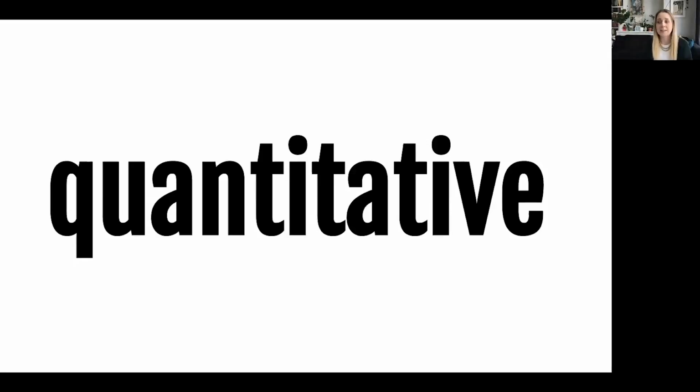Quantitative data is the second type. And when we think of quantity, we think numbers or measurable information. So quantitative includes numerical data that can be represented in tables, charts, and graphs. If 80% of respondents say they would buy your product or engage with your service again, that's quantitative.